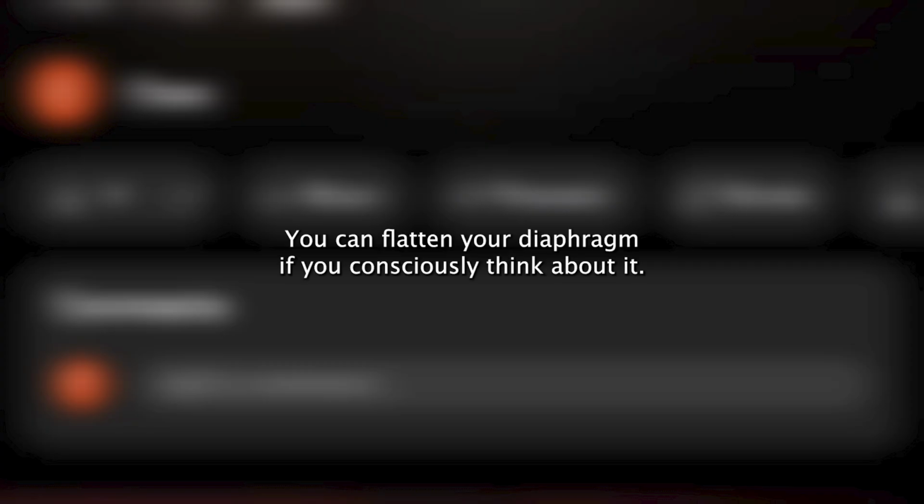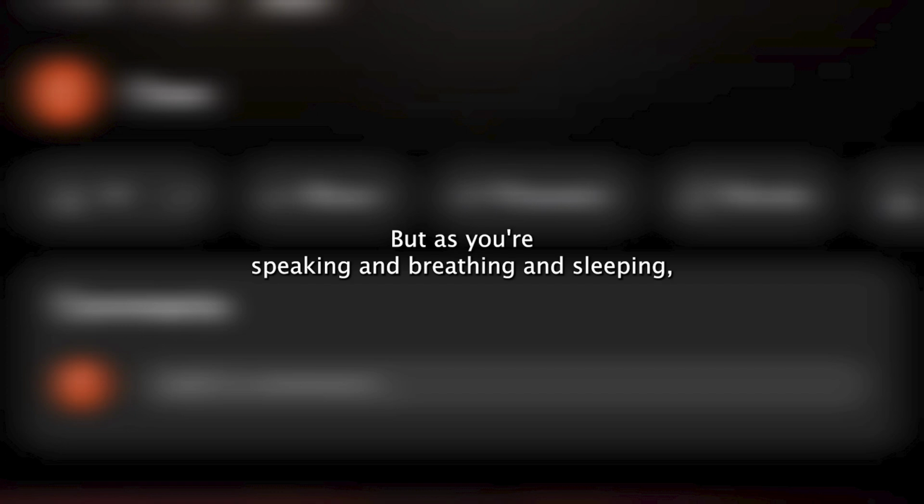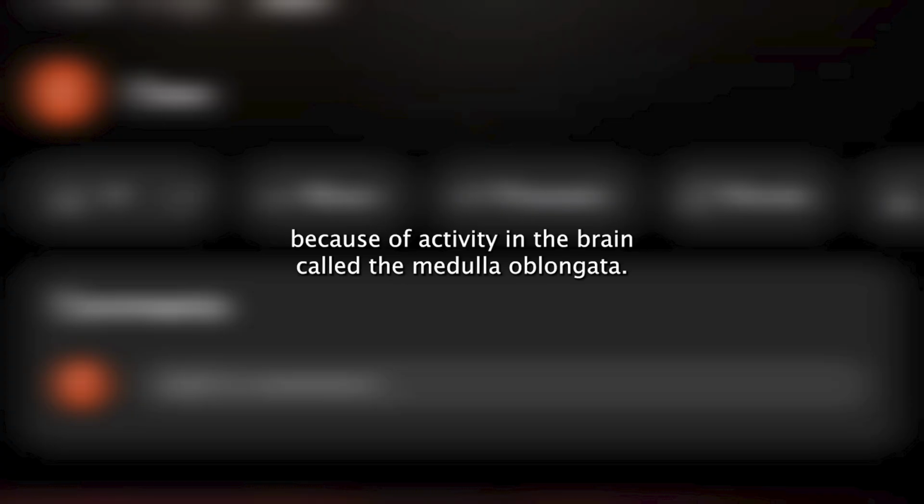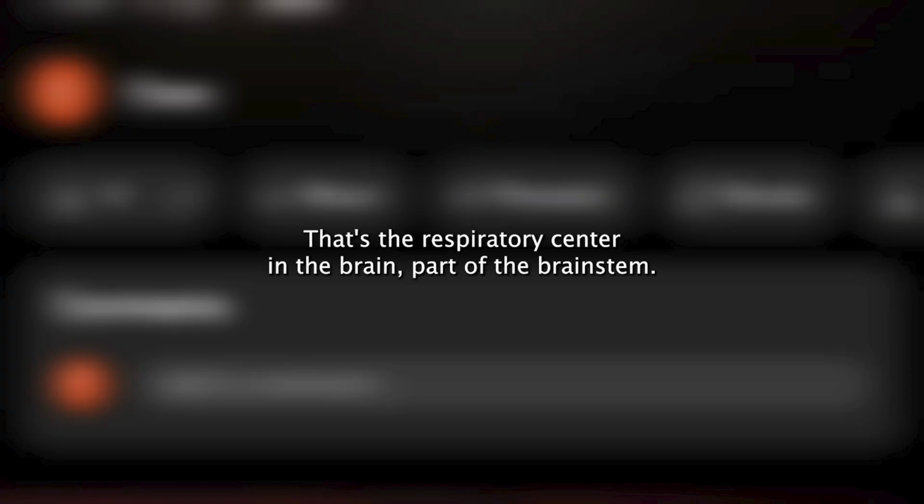You can flatten your diaphragm if you consciously think about it, but as you're speaking and breathing and sleeping, your diaphragm goes up and down, because of activity in the brain called the medulla oblongata. That's the respiratory center in the brain, part of the brainstem.